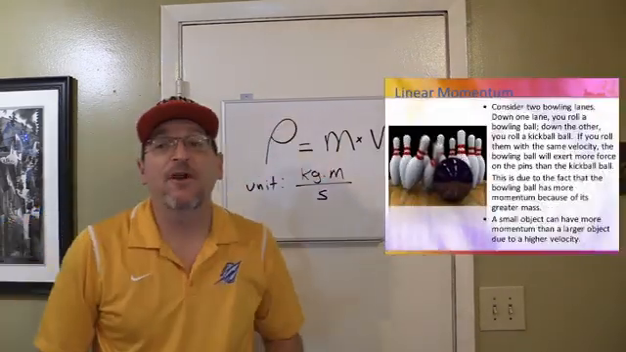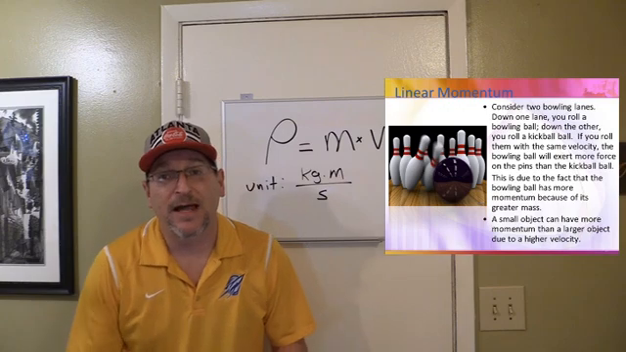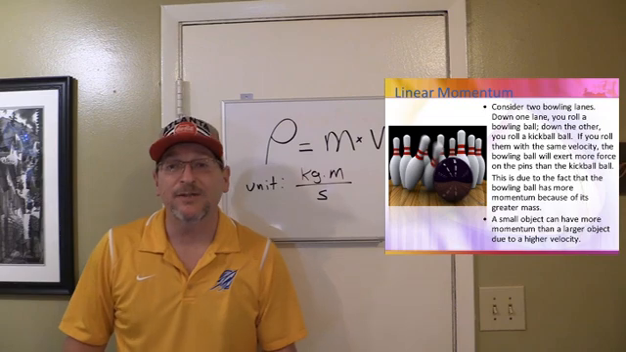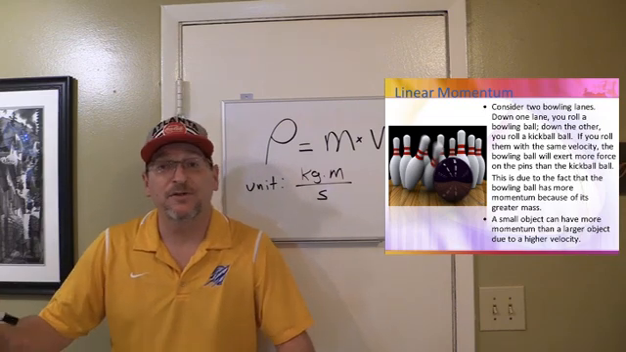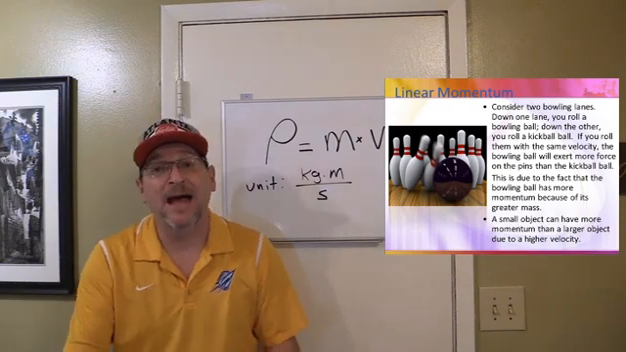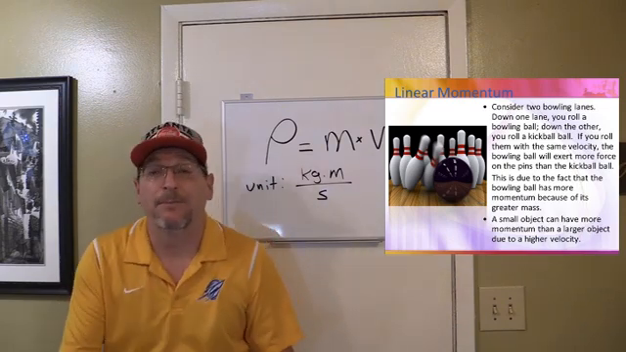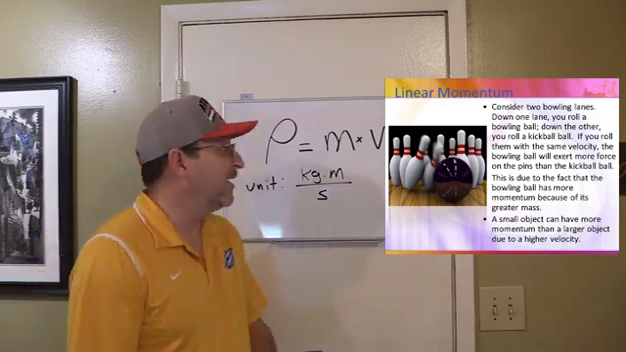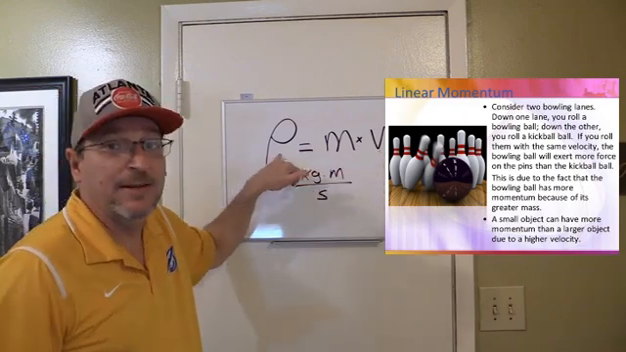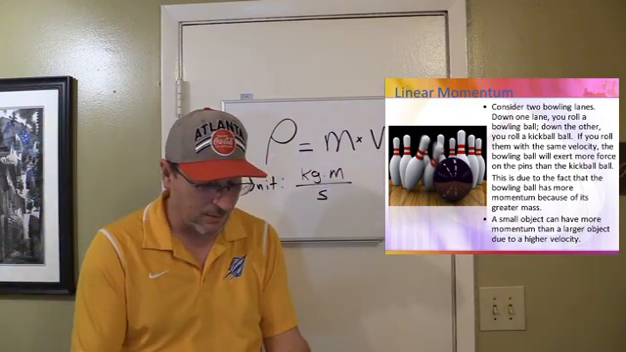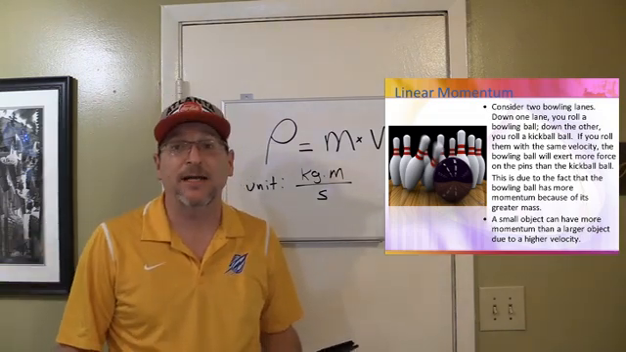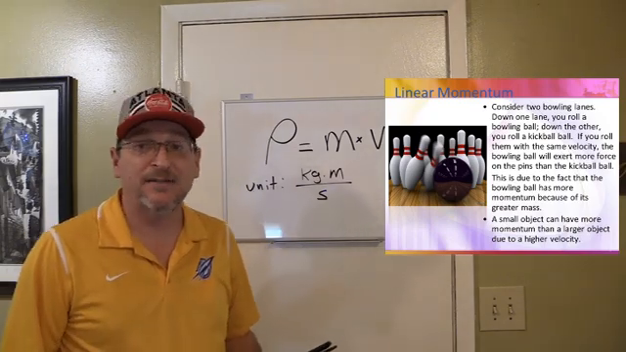Now if you consider two bowling lanes, down one bowling lane you roll a bowling ball, and down another lane you roll a dodgeball. Now of course both of the balls could be about the same size, but the bowling ball is going to have more mass. And because of the more mass, it's going to have a greater momentum, as long as they're traveling at the same velocity. So the greater the mass at the same velocity, the greater the momentum is going to be for that particular ball. A small object can have just as much momentum as a large object. It just has to have a much greater velocity.